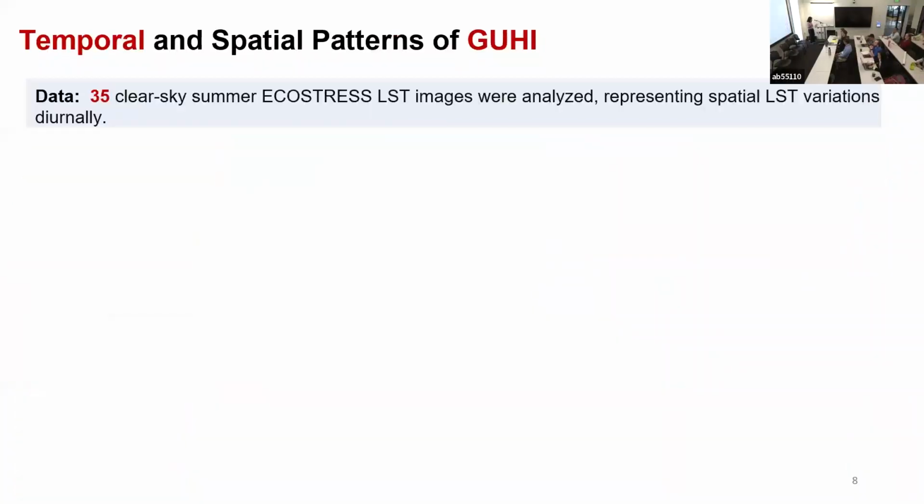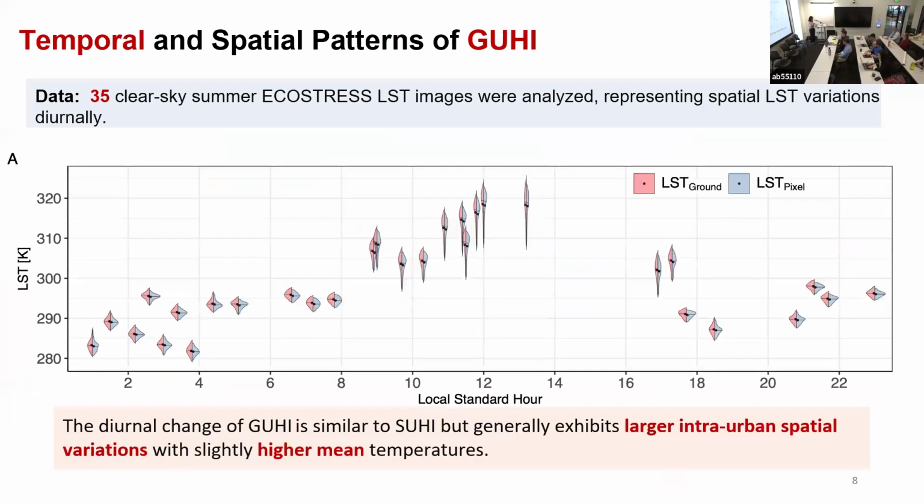So here, 35 different images representing diurnal heat maps over New York were tested. And this is a scatter plot for the different time snapshots we analyzed. The pink distributions represent the ground LST. The blue is for the pixel level. So here you can see generally they look very similar in terms of distribution.